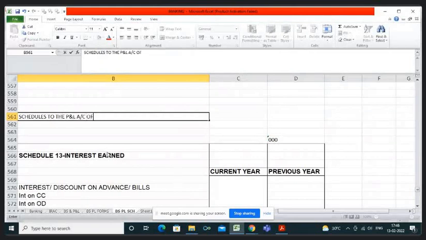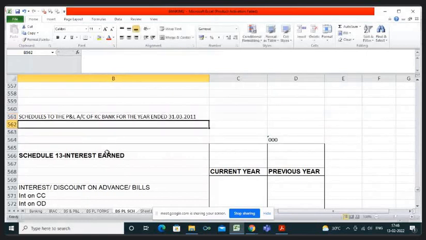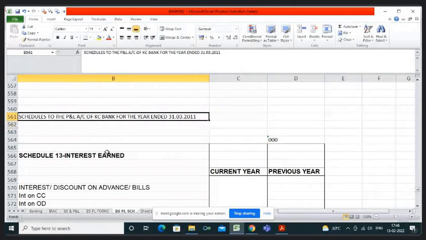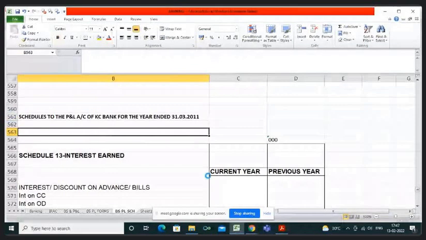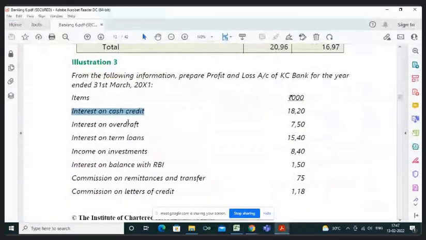Of AC Bank for the year ended 31/03/2011. Okay. So now I will start with the items given. Interest on cash credit.